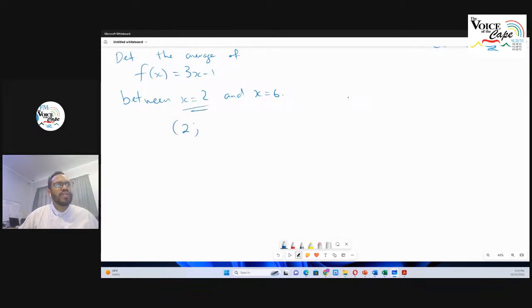Now substitute 2 in. 3 times 2 is going to be 6. 6 minus 1 is 5. So that's my one set of coordinates. And the other set of coordinates is when x is equal to 6. I need to find out what's y. So I substitute the 6 in here. 3 times 6 is 18. 18 minus 1 will be 17. So that's my coordinates, right?